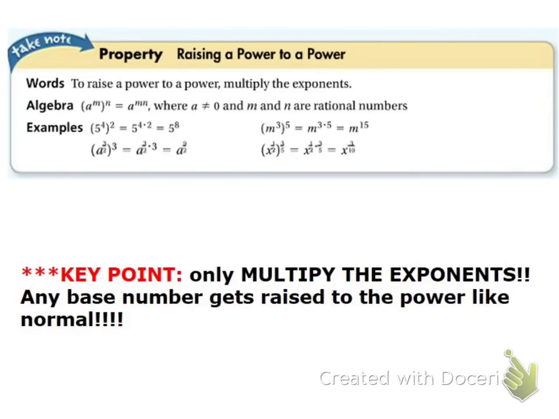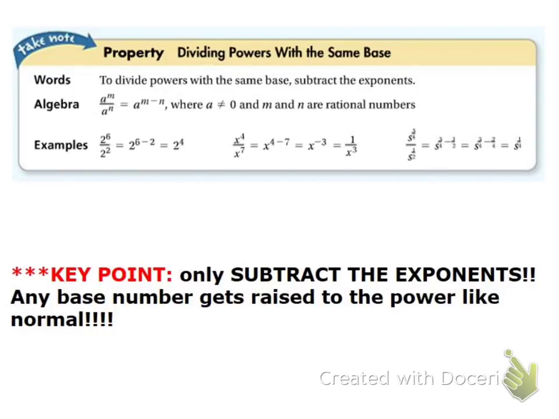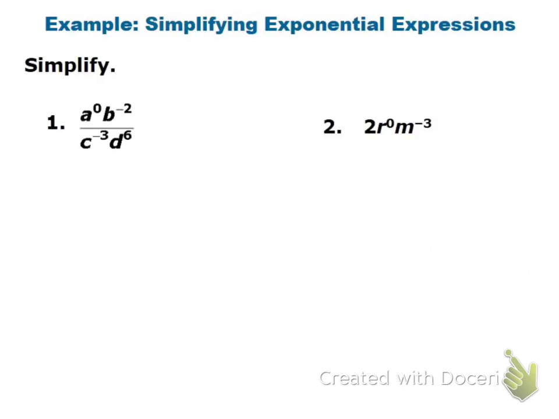When you have a base with an exponent that is raised to another power, so a power to another power, you multiply the exponents. And the last one, when you're dividing same bases, you subtract your exponents. So if you're dividing x's, you subtract the exponents. So when we do these, those are the things that we have to keep in mind.